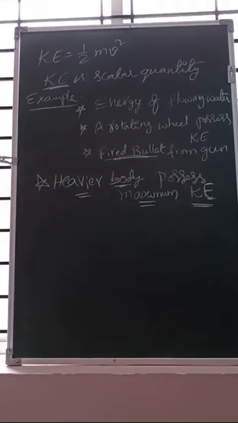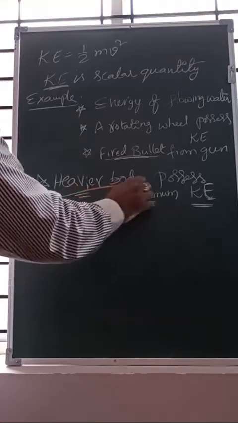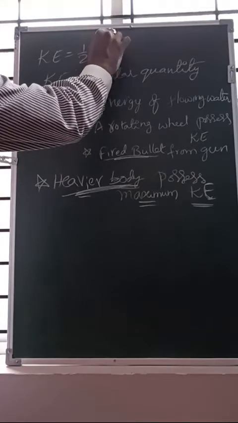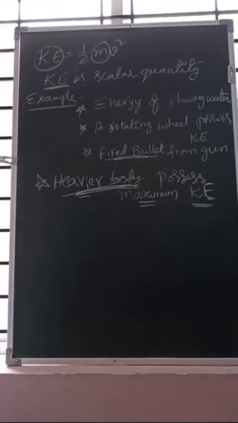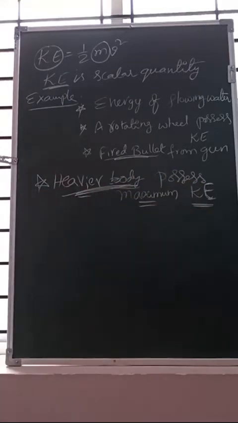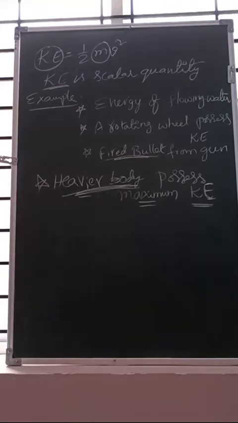Suppose I consider a heavier body, a body with more mass. If the mass is more, the kinetic energy is also more. So a heavier body possesses maximum kinetic energy. Most important point, remember that. Next one is potential energy.